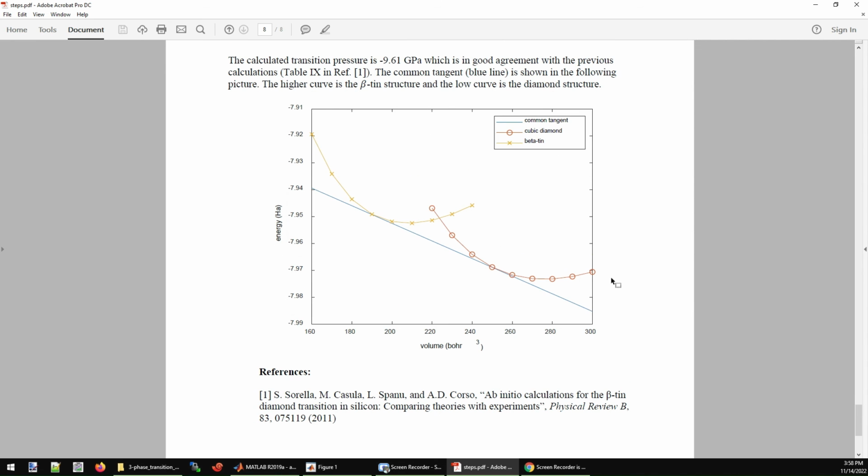Okay, so that's all the discussion about doing DFT simulation to find the transition pressure between 2 phases, cubic diamond structure and beta-tin, of silicon. And you can use a similar method to calculate the transition pressure of other structures as well.